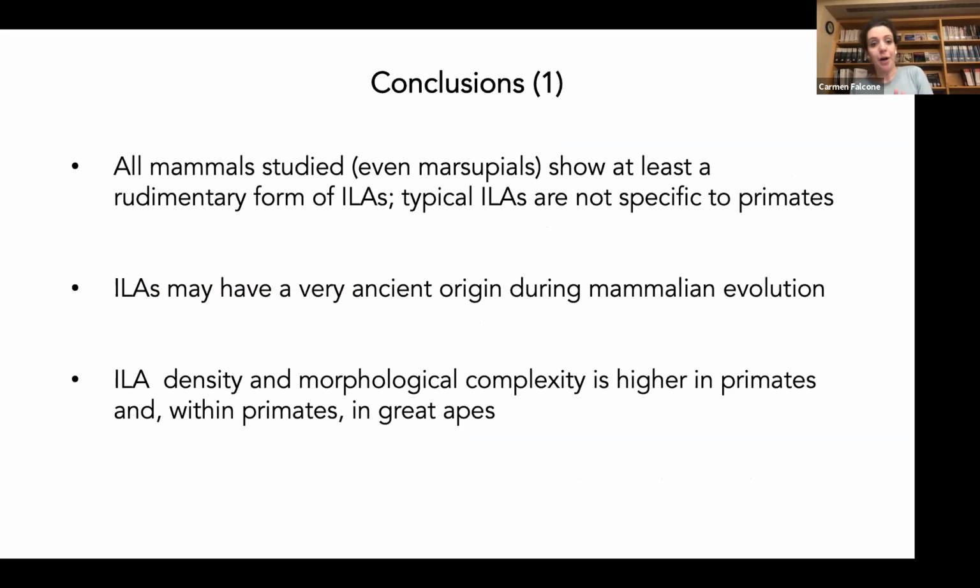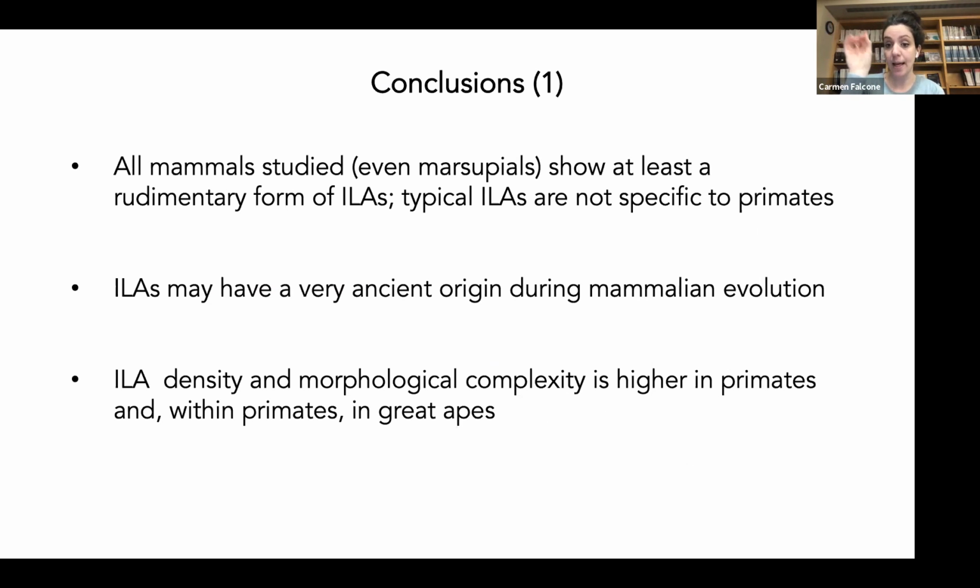So to conclude this first part, what we found for the evolutionary part of this study is that all the mammals, even the marsupials that we had, show at least a rudimentary form of interlaminar astrocytes. And even the typical interlaminar astrocytes are not specific to primates. And so we concluded that the interlaminar astrocytes may have a very ancient origin during mammalian evolution.